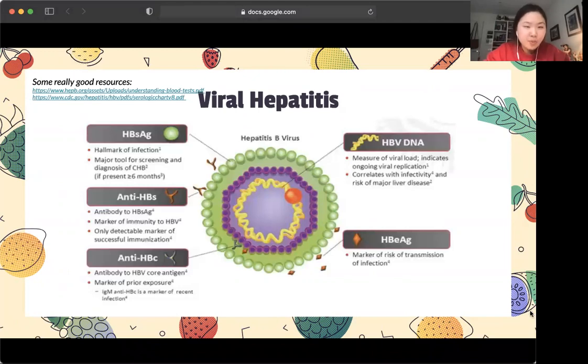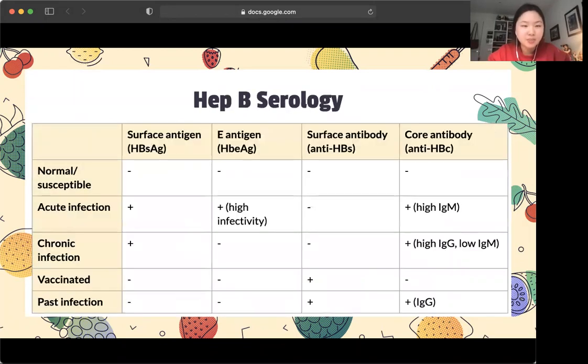Great. So they will ask about this. If you go to the next slide, I'll just show the table. So this is your Hep B serology, and they do ask this quite often. What you just want to know is that your surface antigen is when it's a current infection. It's just surface. Your E antigen is highly infective, and you can only get it on the serology when the virus is actively replicating at that time.